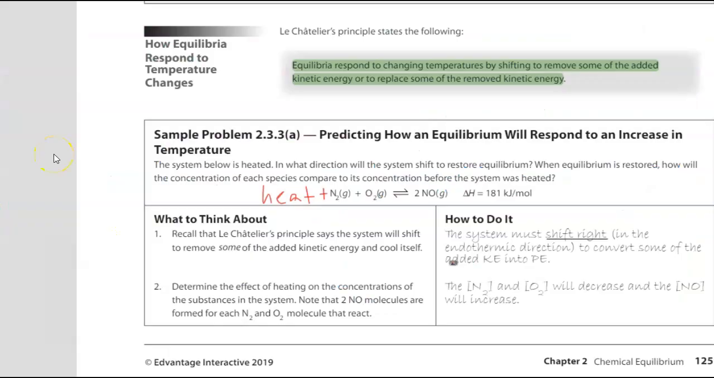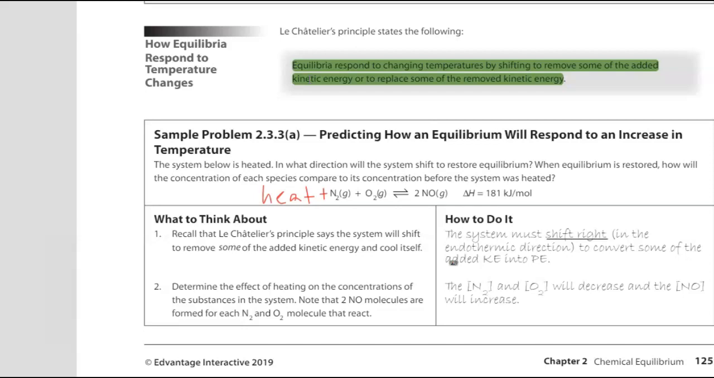Okay, so we're down now to our last stressor, and we're going to look at how it is that temperature changes affect equilibria. We've looked already at how volume/pressure changes cause equilibria shifts, how adding or removing reactants or products cause equilibria shifts. Last one is temperature. All right, so in green here, it says equilibria respond to changing temperatures by shifting to remove some of the added kinetic energy or to replace some of the removed kinetic energy, as we would expect Le Chatelier's principle would say.